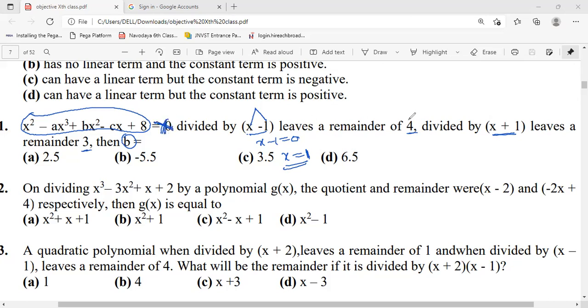It should be equal to 4. Next, if you take x plus 1 equal to 0, x equal to minus 1. That means if you substitute x equal to minus 1, the remainder is 3, so it equals 3. You will get two equations. If you solve the two equations, you will get the value of b.